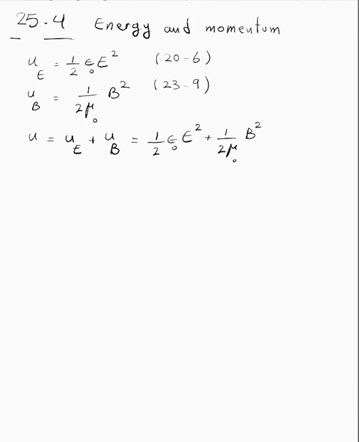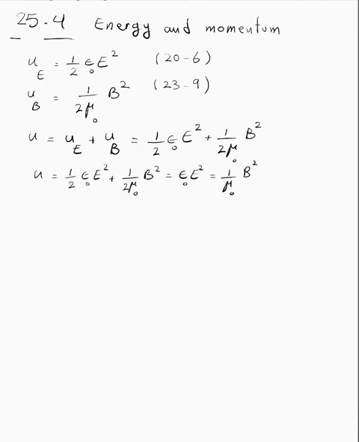Not only that, but we can also show that the electric and magnetic energy densities in an electromagnetic wave are equal to each other. And this again shows the symmetrical role played by the electric and magnetic fields. So I can write the total energy density of the electromagnetic field in this form.